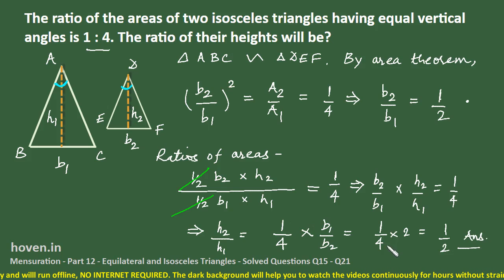So you can see that this area theorem which we have discussed in our similarity is often used, and then we saw that once we have the ratio of the bases, we were able to find out the ratio of the heights and proved that this ratio should be 1:2. Let us move on to our next question now.